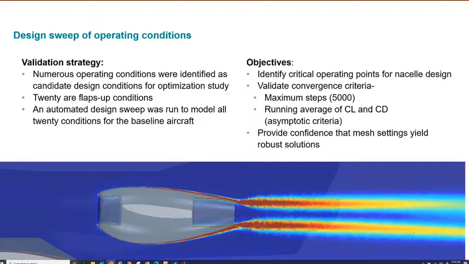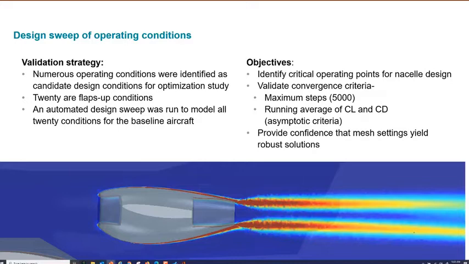Because as I'm sure you know, when you're doing a design and certification of an aircraft, you have to consider all kinds of different operating conditions to make sure that things are safe. So there were quite a few conditions that are considered in this case for the Eclipse. Of those, 20 are flaps up conditions, and since the main part of our vehicle was a static CAD, we didn't really have the option of setting up flap motion and that sort of thing. So we restricted ourselves to the flaps up conditions, and then we ran an automated design sweep for all 20 conditions for the baseline aircraft.